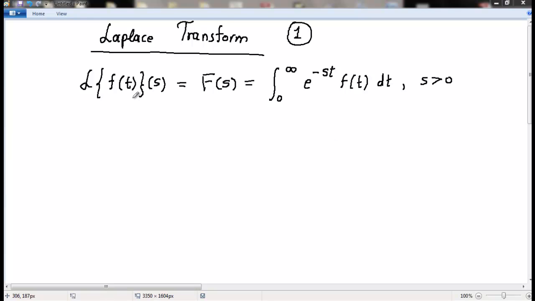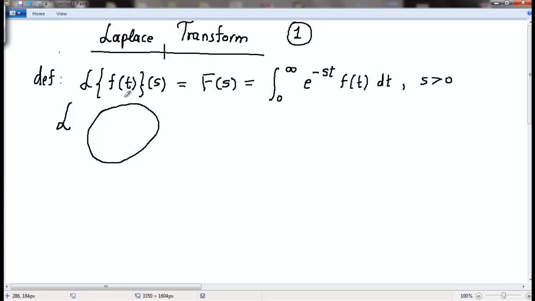We will talk now about the Laplace transform, and the Laplace transform is actually an operator that's really useful for mathematics and engineering. Now, what we see here is the definition of the Laplace transform, and the definition is an operator. So we have the operator L, and here we have a set.